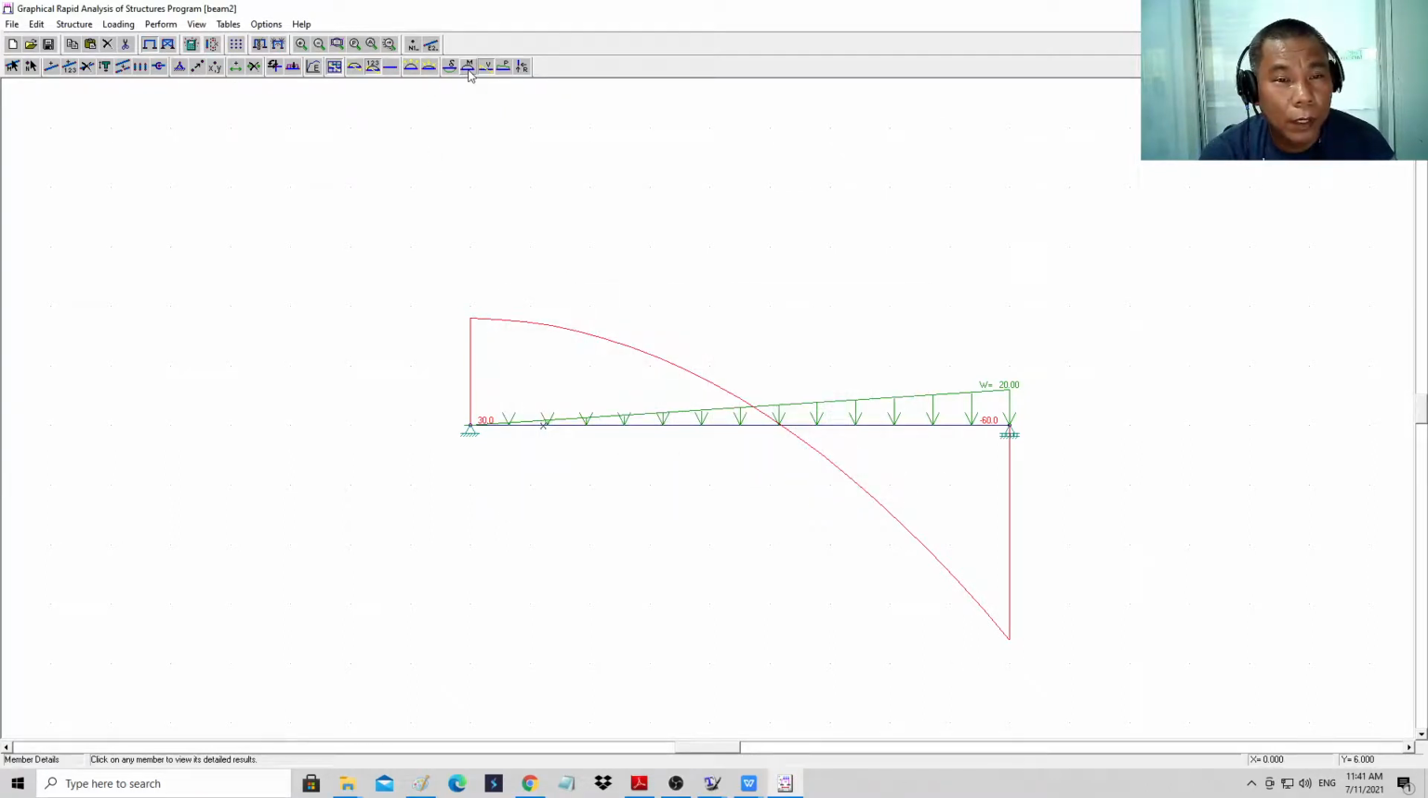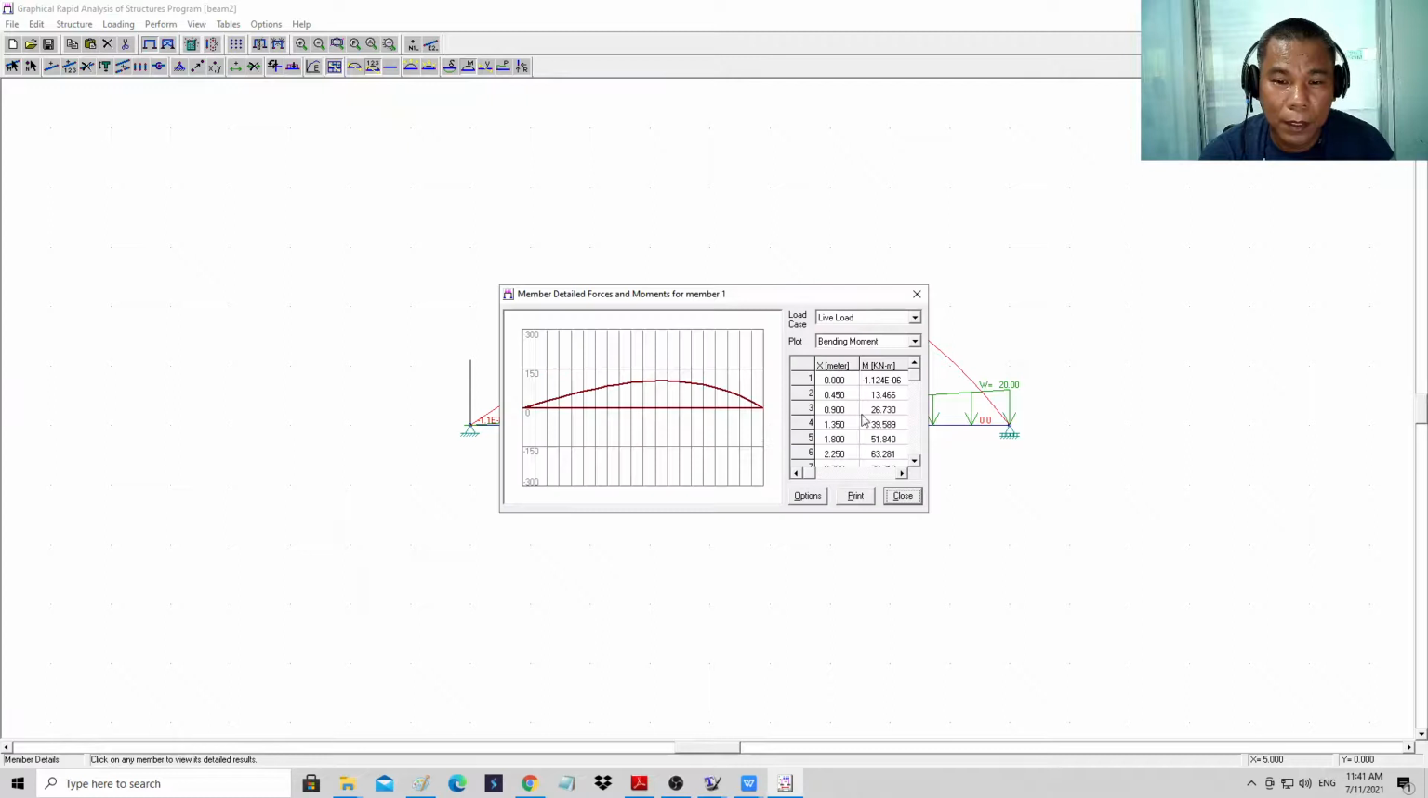Also, we can show the moment. This is the moment showing the different forces or bending at any section. So here, by the way, earlier you have to choose shear force, something like that. Then here, because the default is bending moment, we have shown a bending moment earlier.